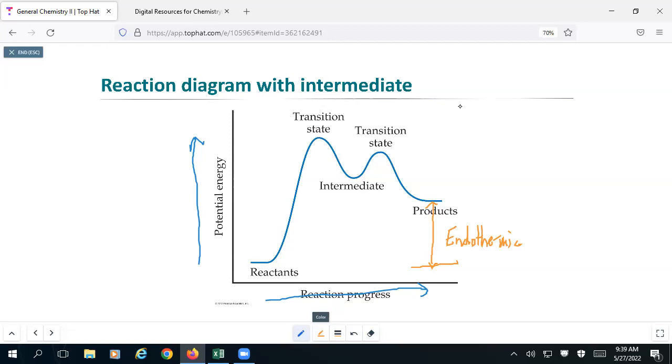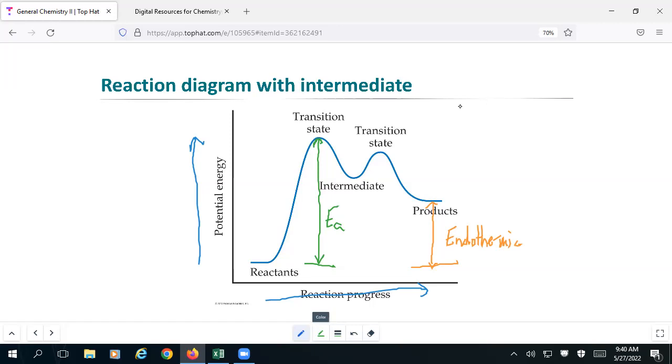To put in some other terms that we are familiar with, we can look at, well, what is this right here? This gap between the reactants and the top of that energy hill where we see that first transition state. We just talked about it. We call that activation energy.